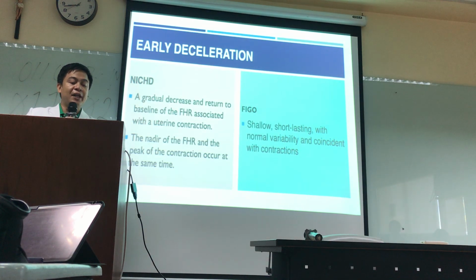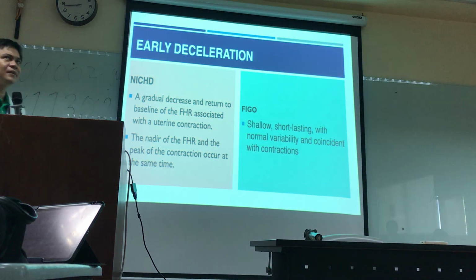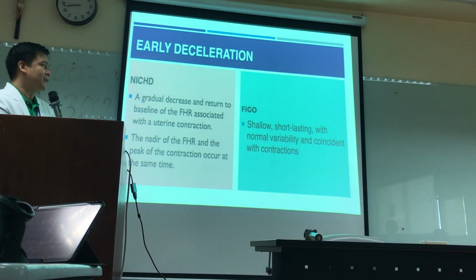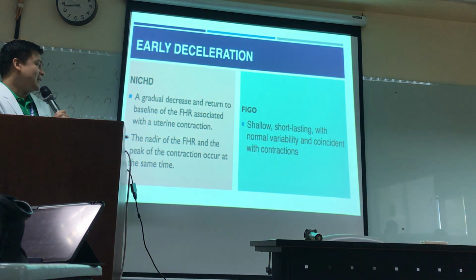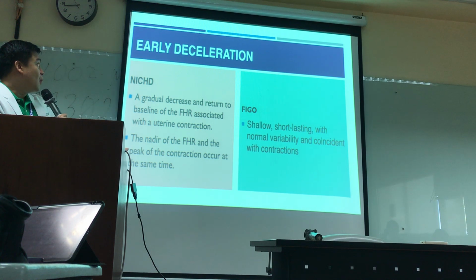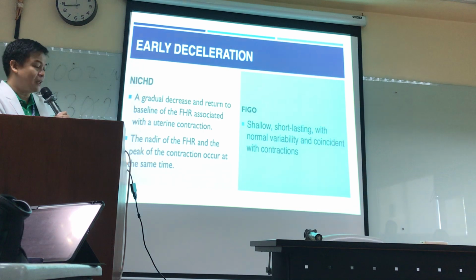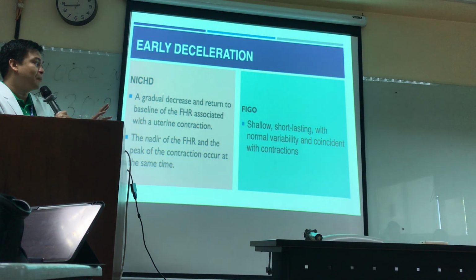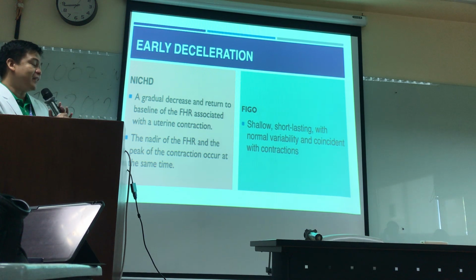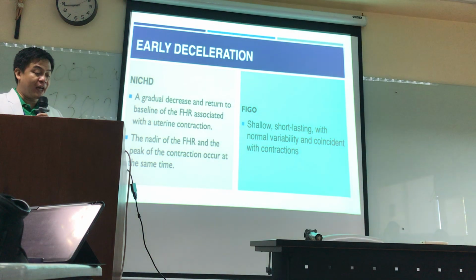For your early decelerations, it's usually a gradual decrease and return to baseline of the fetal heart rate associated with a uterine contraction. So the nadir of your fetal heart rate and the peak of the contraction occurs at the same time. Okay? Naintindihan yun? Sige, mamaya tingnan natin. For FIGO, it's a shallow, short-lasting deceleration with normal variability and coincident with contraction. Medyo mas vague yung description ng FIGO.